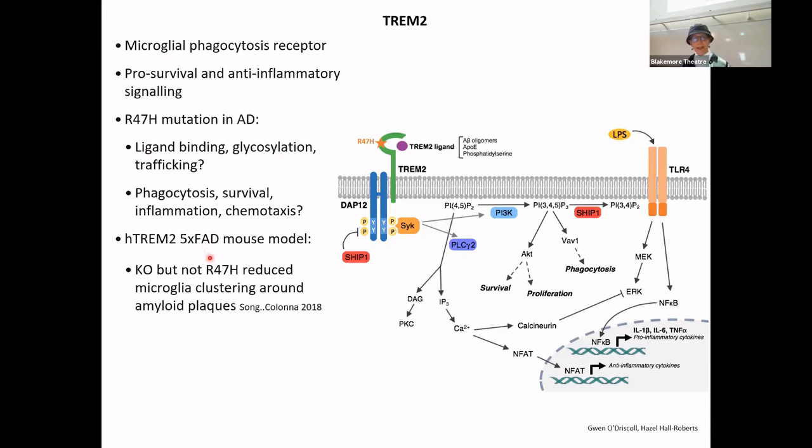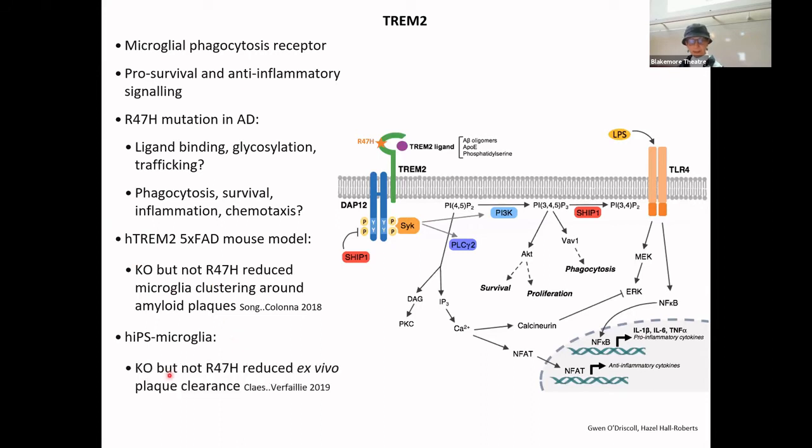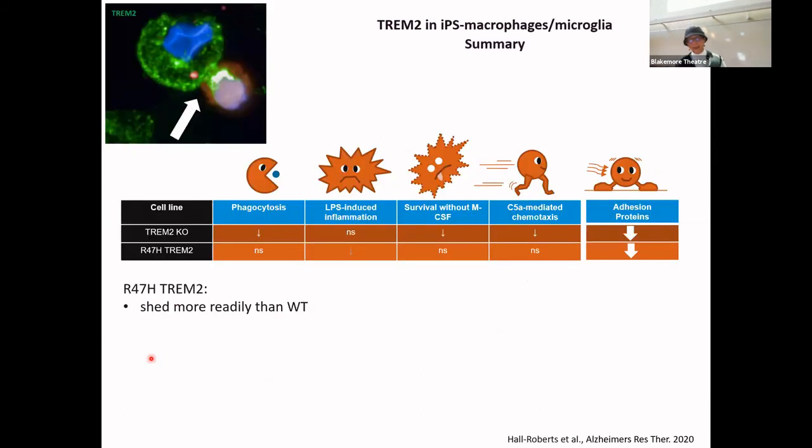And what did they find in that? Well, they found that the R47H did not actually reduce the clustering of microglia around amyloid plaques, although the knockout did. So the human version of R47H is not phenocopying the knockout exactly. And in iPS microglia, similarly, R47H did not reduce the clearance of plaques, although the knockout did. So there's something more subtle going on with the R47H mutation.